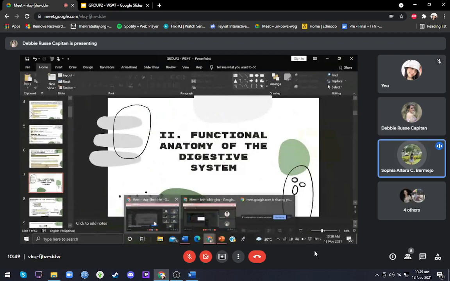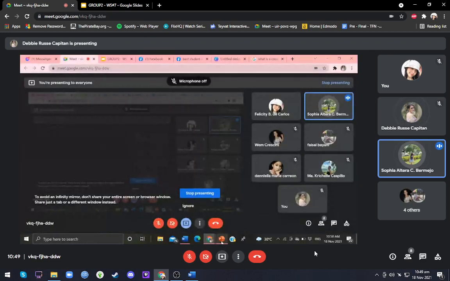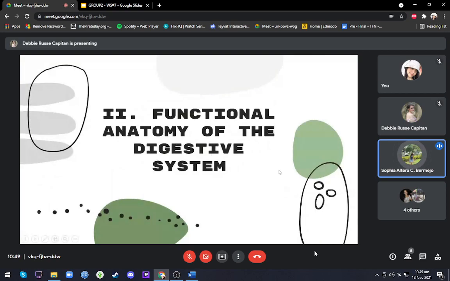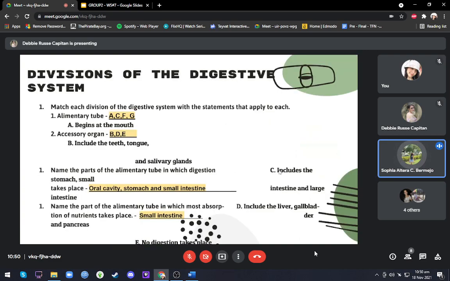Hi, good day everyone. I am Sofia Altera Clasio Bermejo and I'm going to discuss the functional anatomy of the digestive system. So for question number 1, match each division of the digestive system with the statement that applies to each. For number 1, alimentary tube, our answer for that is A, C, F, and G.